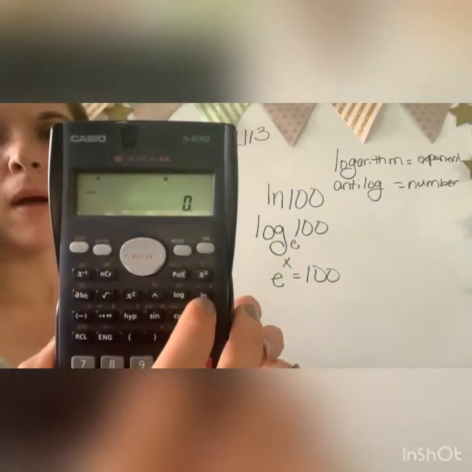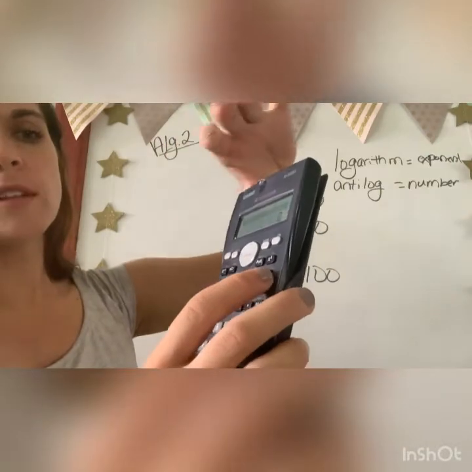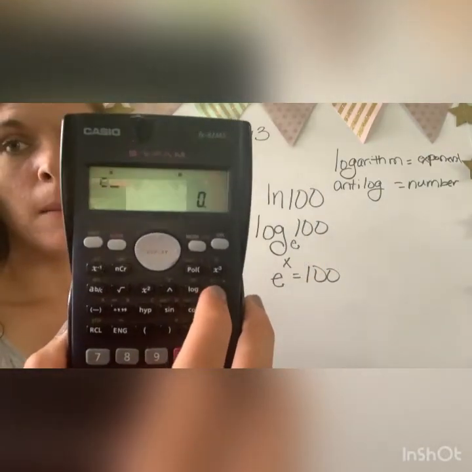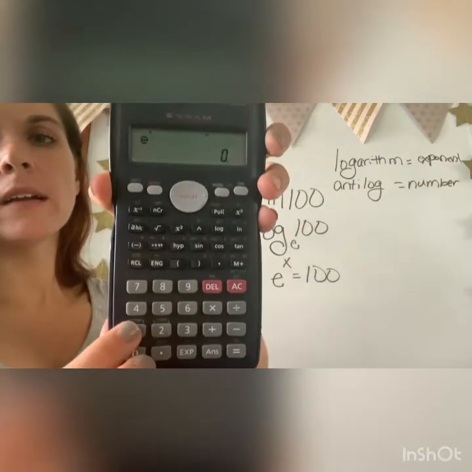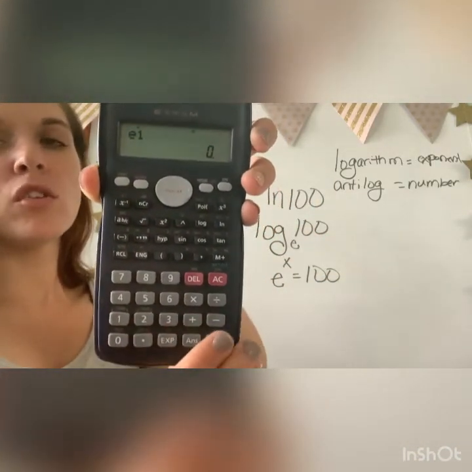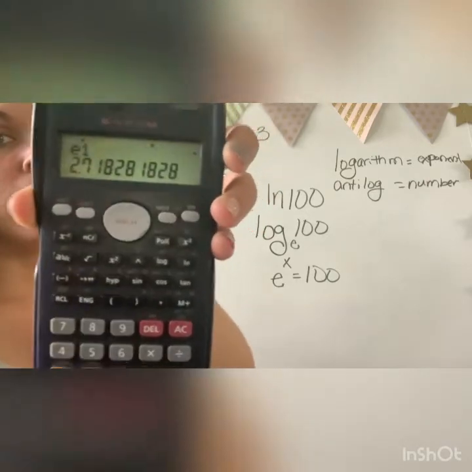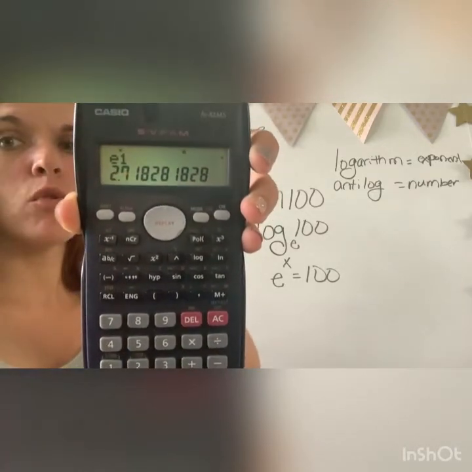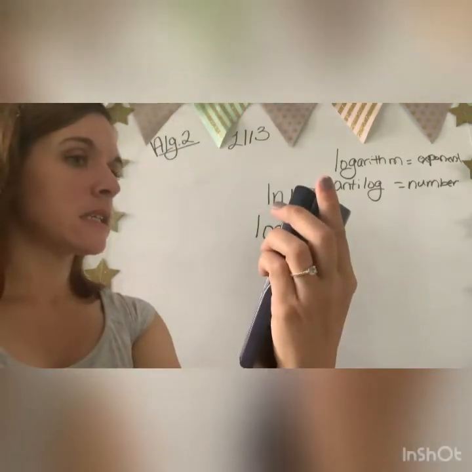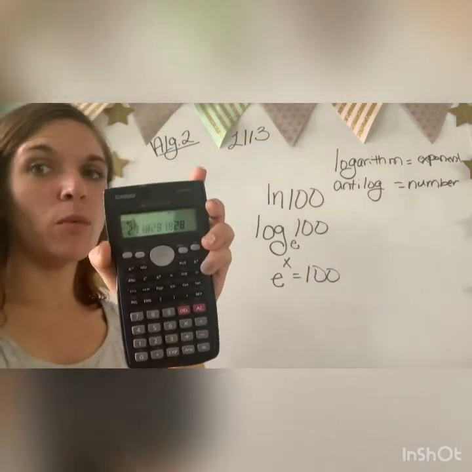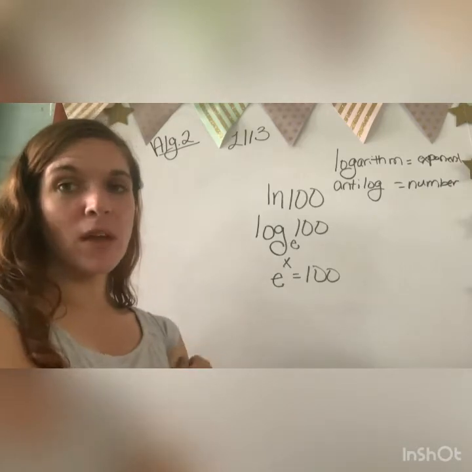Here's your natural log button. Go shift, e to the 1 power. So just put a 1 here. You don't have to do the power or anything like that. Just put a 1 there, and it'll tell you 2.718281828, and then 5 if they could bring it all the way over. That is e, okay, so it's not 10.